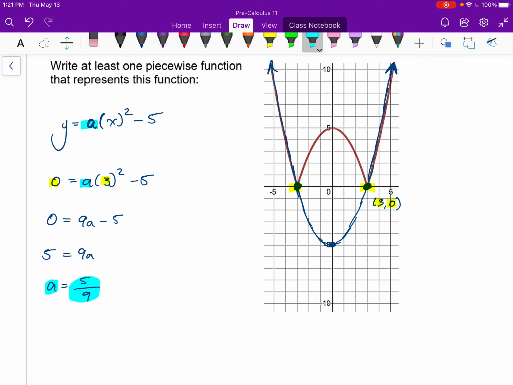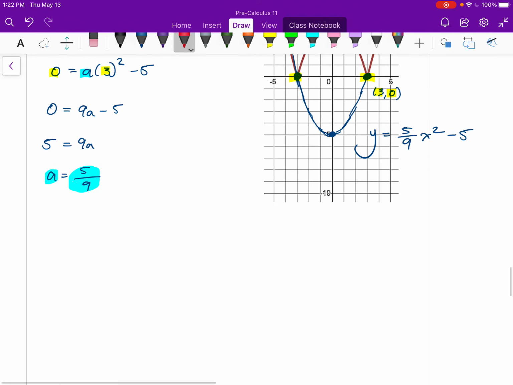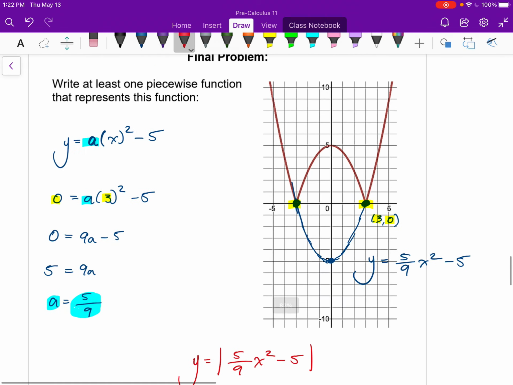And so now I know the equation, not of the absolute value, but I know the equation of the graph in blue is 5 ninths x squared minus 5. And so now I can say the graph in red, because again, if I look back, this was the question I gave you. The graph in red is the absolute value of that. So now I can say the graph in red is y equals the absolute value of 5 ninths x squared minus 5, which is fantastic.